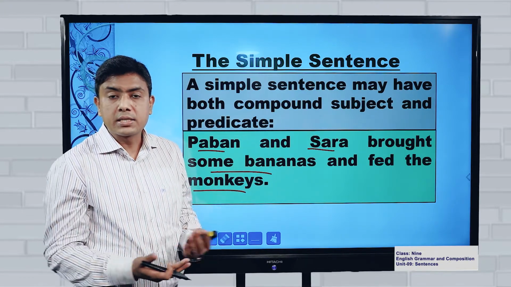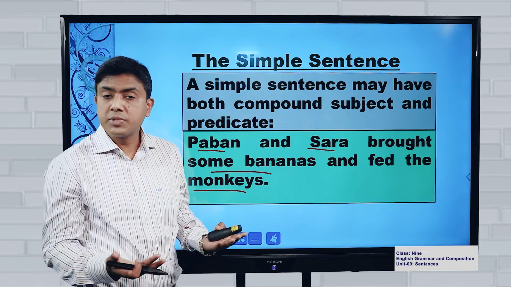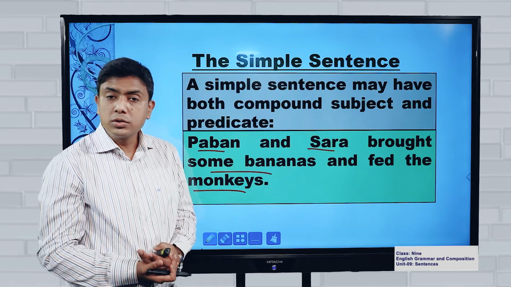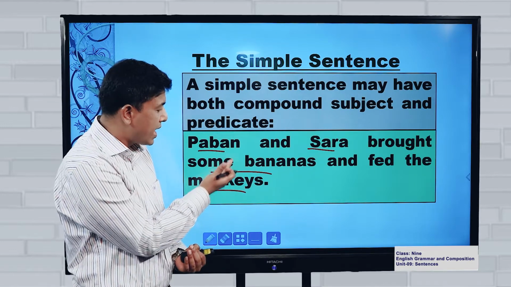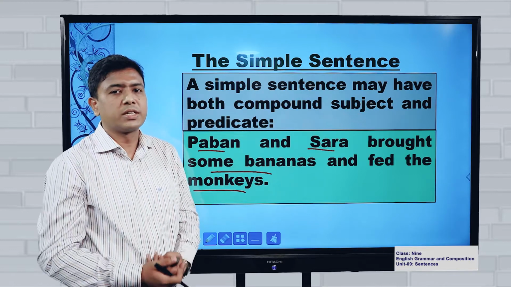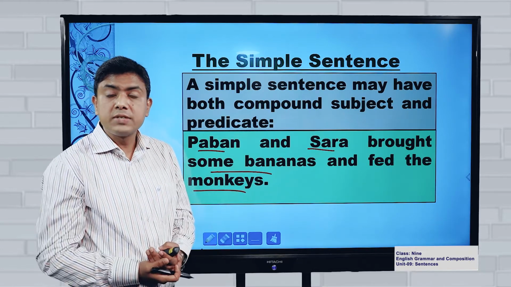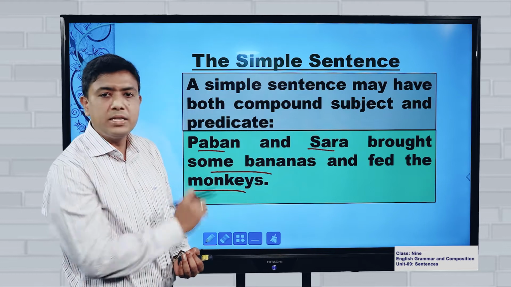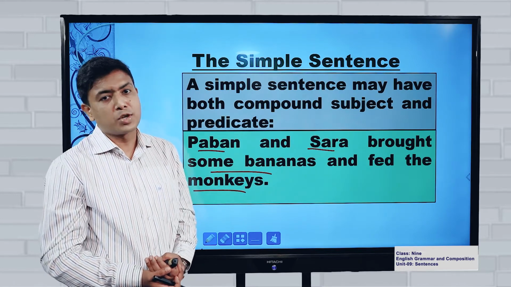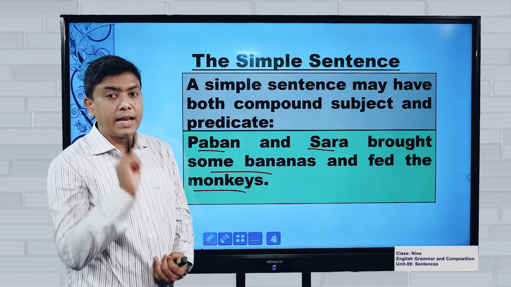So we can see that a simple sentence may have a compound subject, may have a compound predicate, and it can also have a compound subject and a compound predicate together. I believe you are not going to forget it. Now let us participate in an activity where we will find out whether the subject is compound or the predicate is compound.